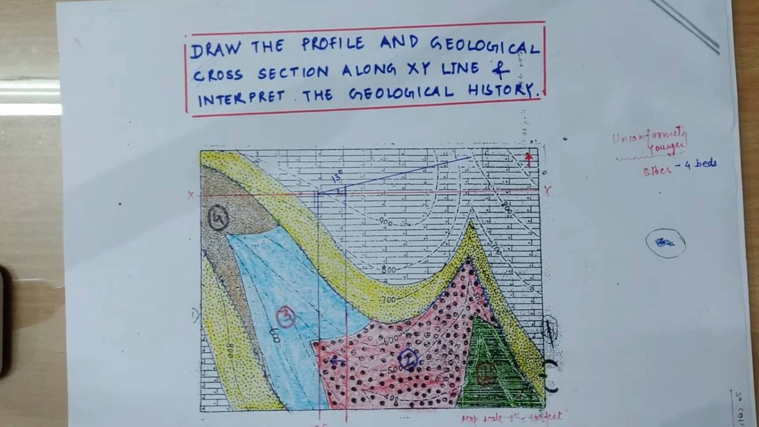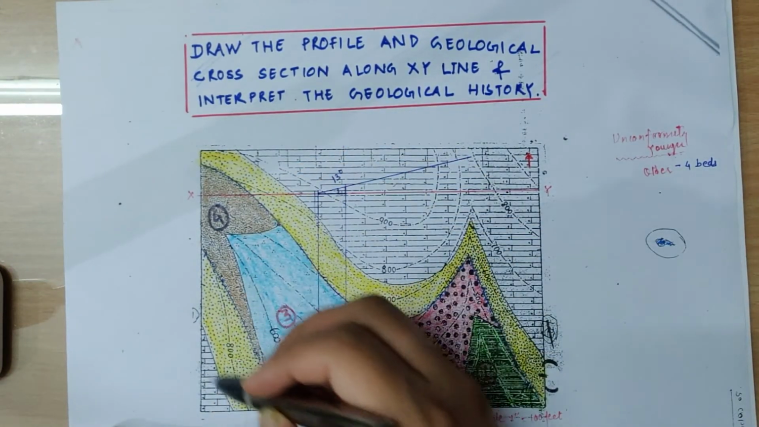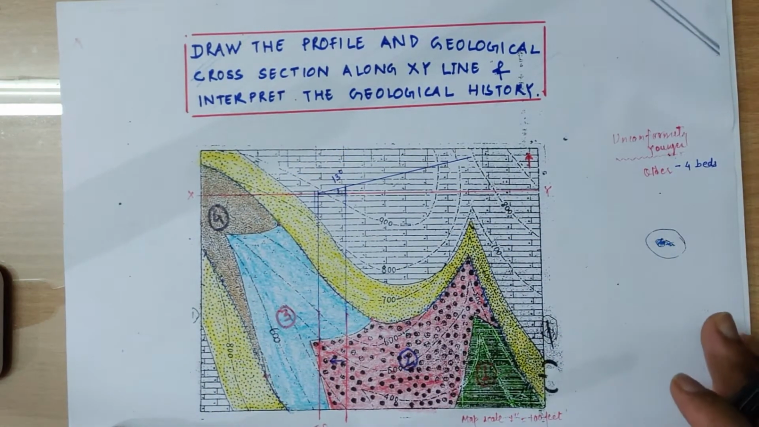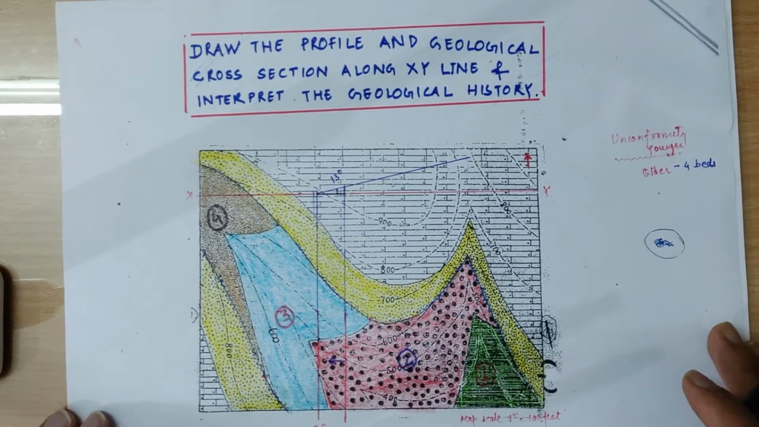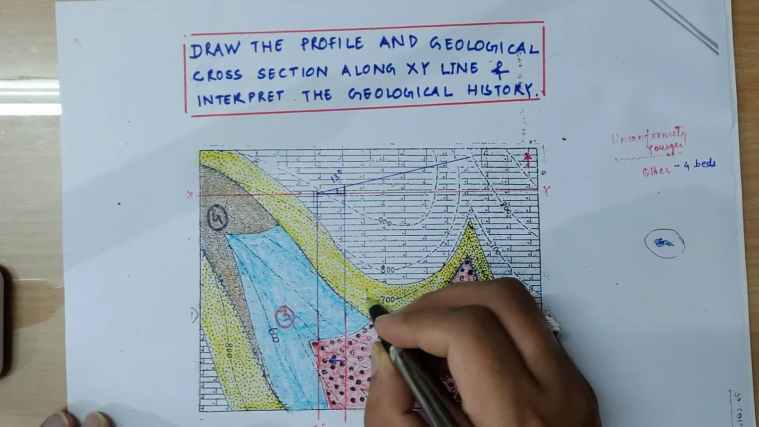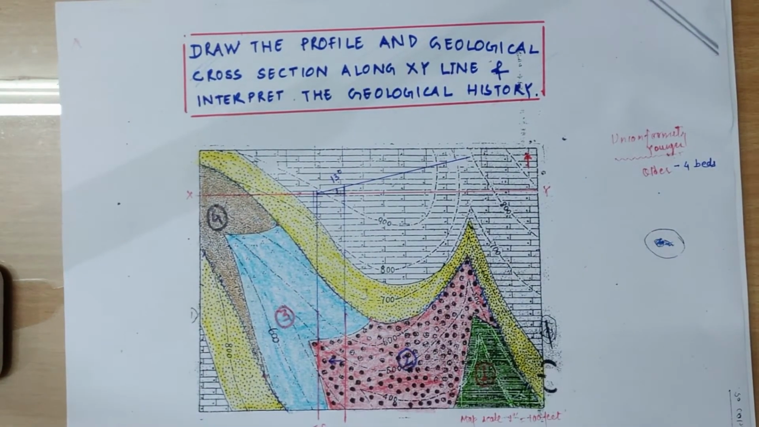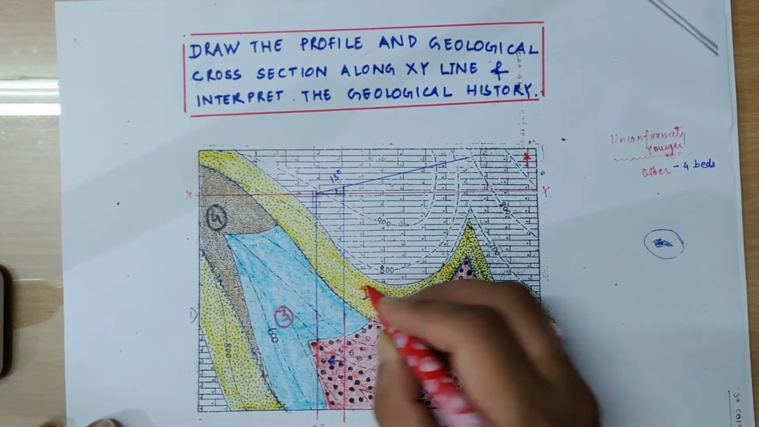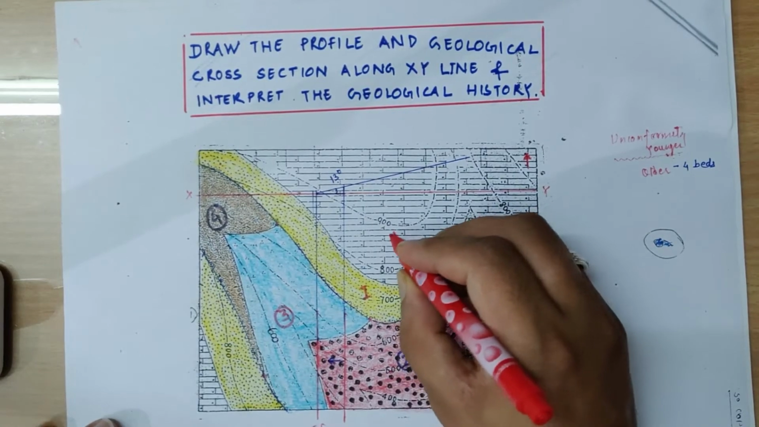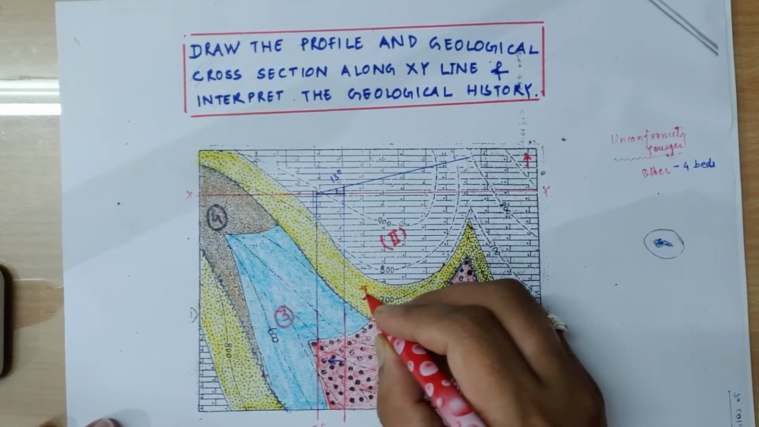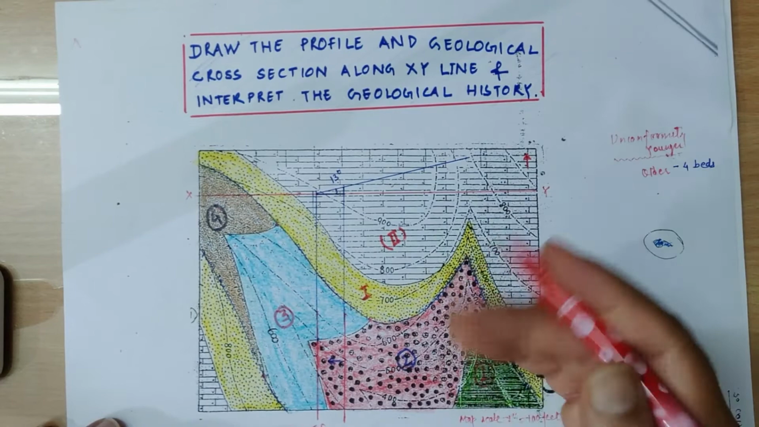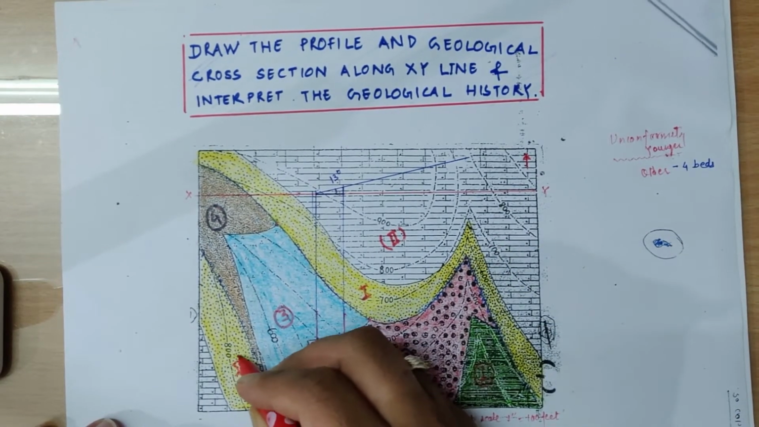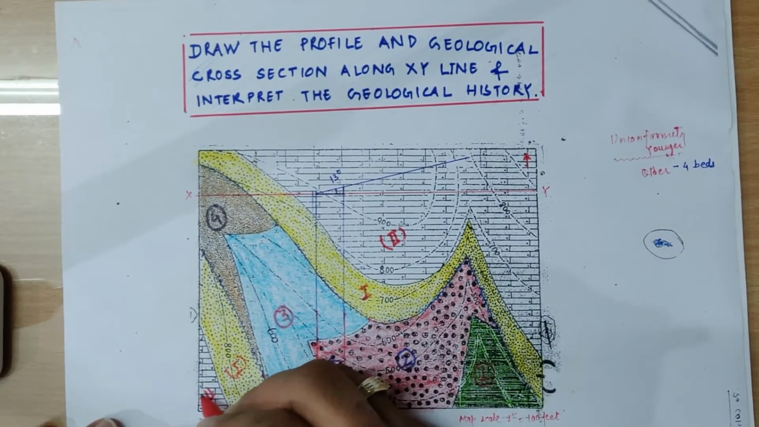Then above the unconformity we have the younger sequence. So the younger sequence has got 1 trace. It means this has got 2 beds. Now we will mark the younger sequence with different symbols. So we are going to use the Roman numerals. So this is the first bed of the younger sequence and this is the second bed of the younger sequence. Just above the unconformity we have the first bed and then we have the second bed.